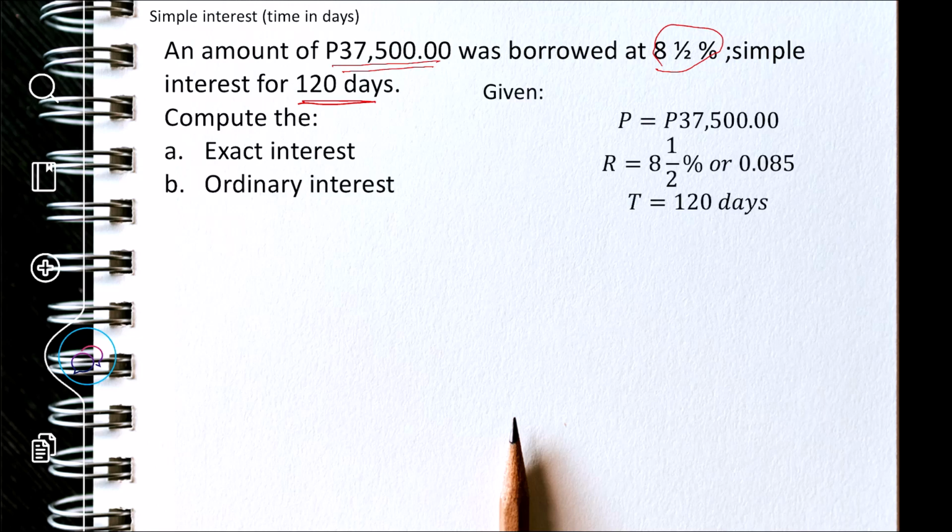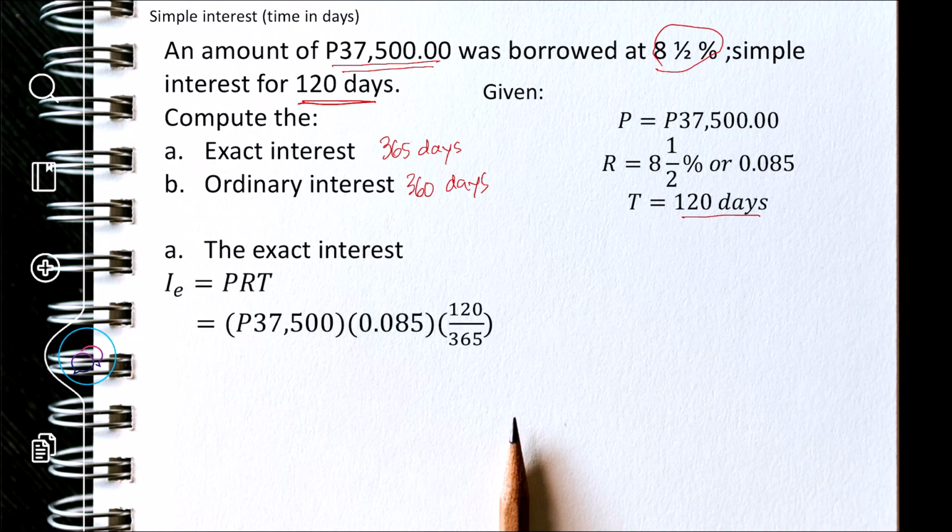Okay, pag exact interest po, ang gagawin natin sa 120 days is i-divide natin by 365, since wala naman po nakalagay dito kung leap year yung taon na yun o hindi. Kaya 365 lang din po ang gagamitin natin. Okay, tignan natin. Exact interest. Ayan po. We have 37,500 times 0.085 times 120 over 365. Kasi nga po, exact interest yung kinukuha natin.